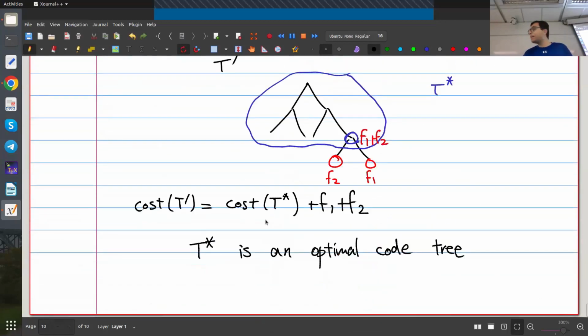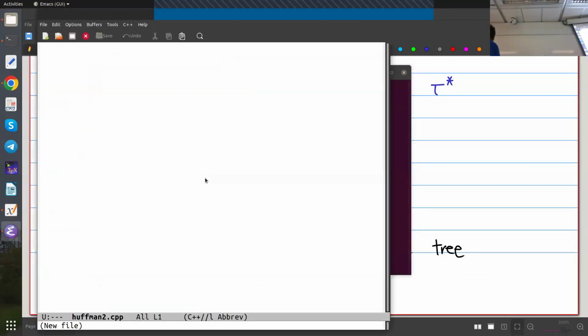Now, we have only 10 minutes, and I want to code this. Here's what I want to do. First of all, let's also talk about the complexity. What do I want to do? Every time I want to be able to take the two letters with the smallest possible frequency and merge them into one letter.